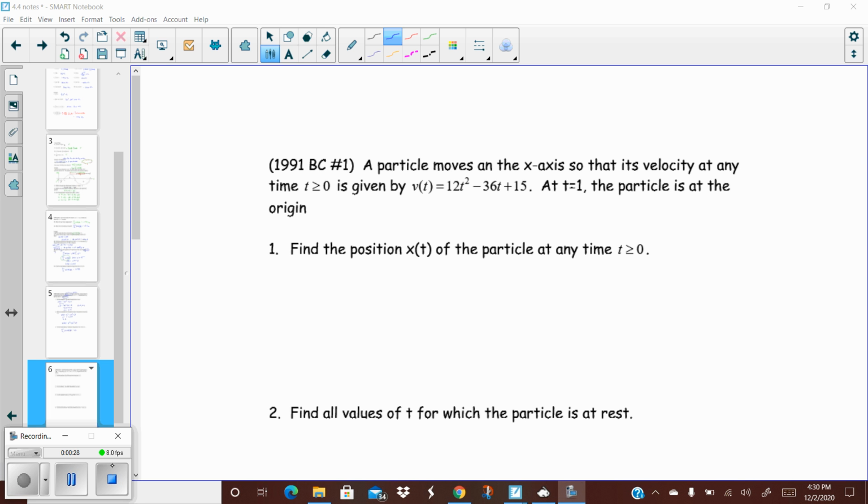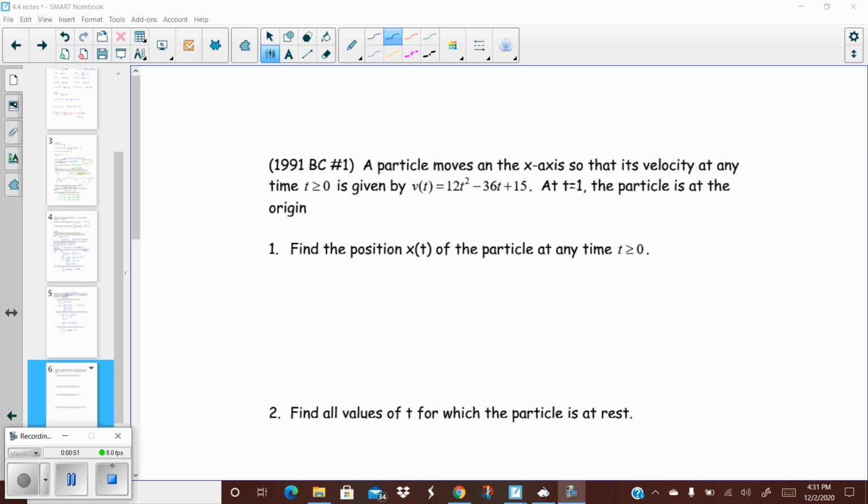At t equals 1, the particle is at the origin, so that's some kind of an initial condition. It's good for us to know. Find the position x of t of the particle at any time t greater than or equal to 0. So there's where we'll need our initial condition, because we really know that position is the antiderivative of velocity.